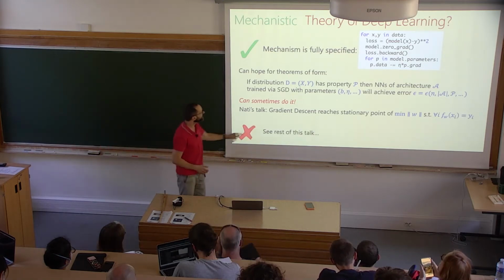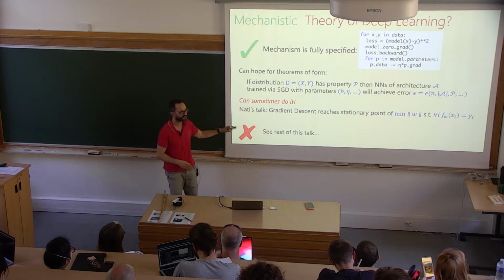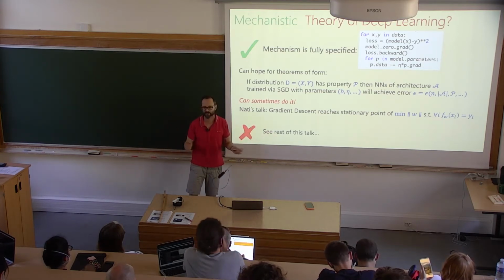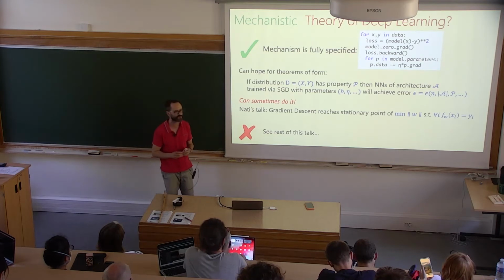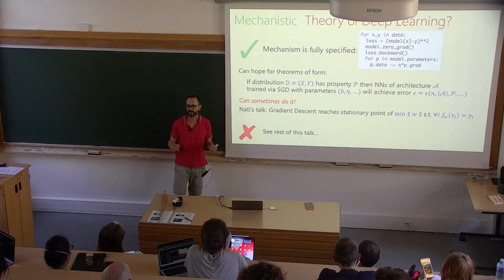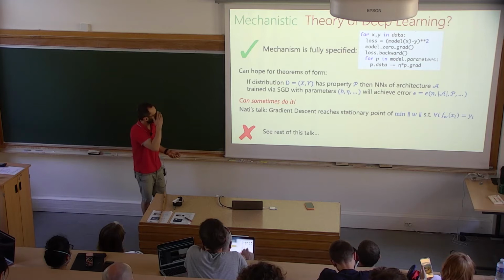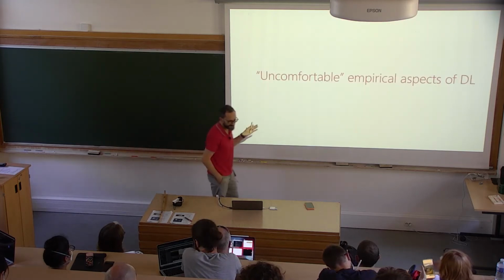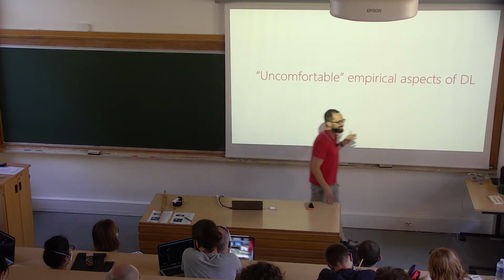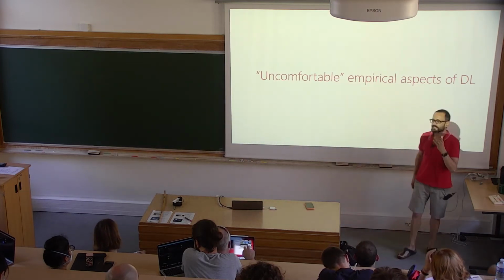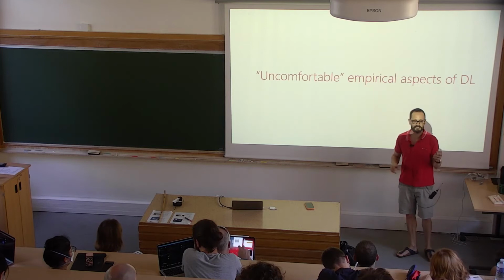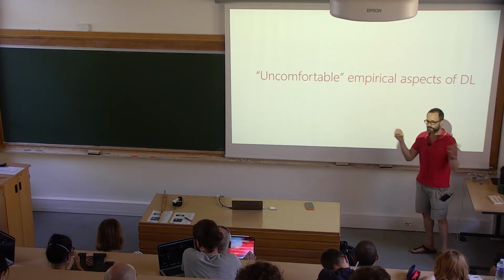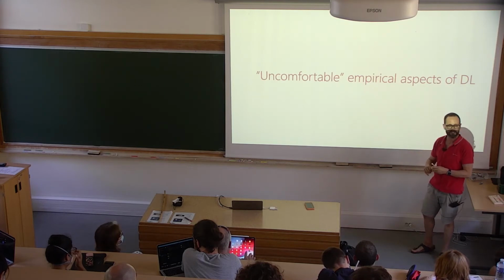But the reason why there are some hurdles for mechanistic theories is basically what the rest of the talk is about. All sorts of things make it more difficult for us to explain exactly what's going on. And so I'm going to talk about some uncomfortable empirical aspects of deep learning. And uncomfortable here, I should say, is really in quotation marks, because this is uncomfortable from the point of view of a theorist that wants to prove theorems and wants to solve deep learning.